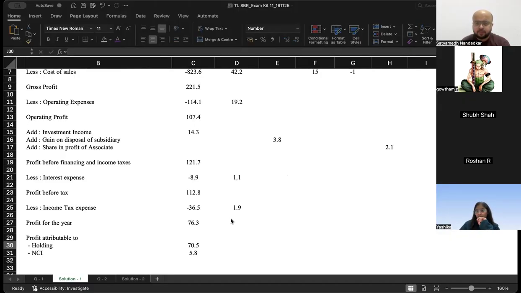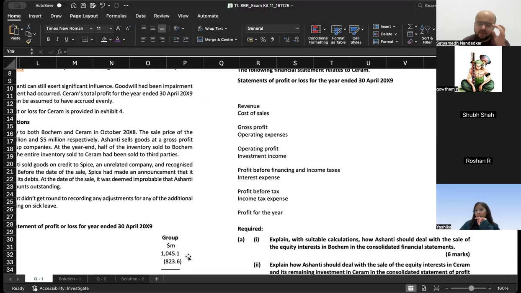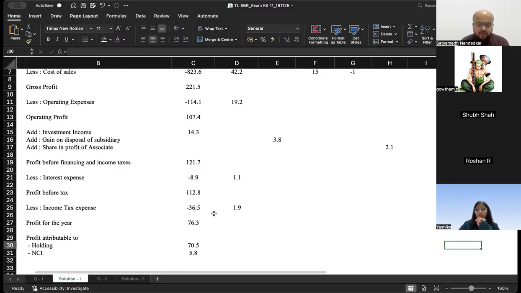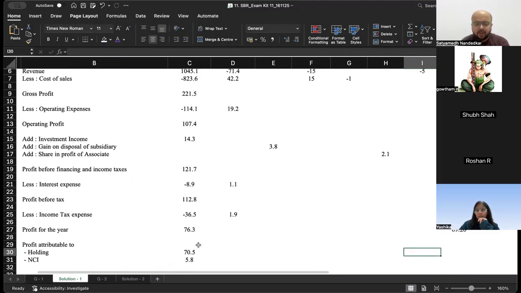Sir, profit is not given, no, for Bochem. Yeah, Bochem is not given. So how should we go about it? What do you think? Any thoughts? Let's see if there are adjustments which are only relating to holding company. So let those be adjusted only in holding company.